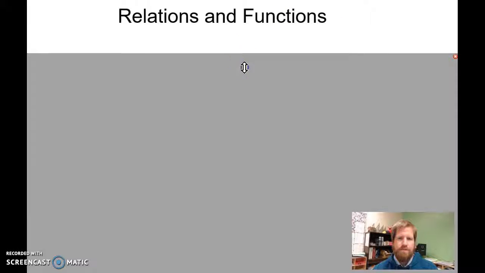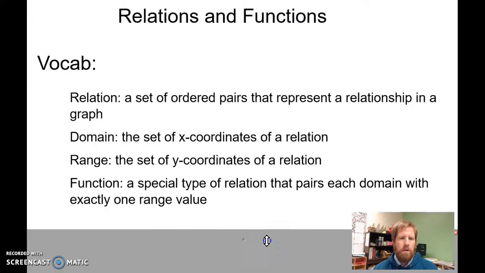Relations and functions. So a relation is some type of set of ordered pairs, and they can be graphed, right? That's really the definition of a relation. It's not very strict. If you can think back to a function is a special type of relation, okay?